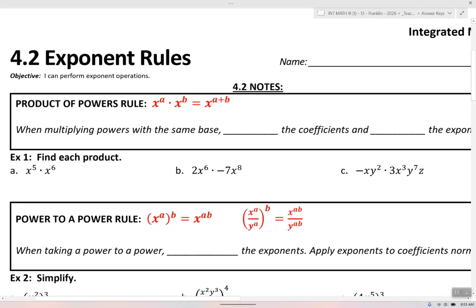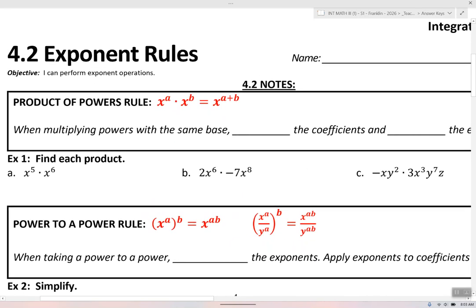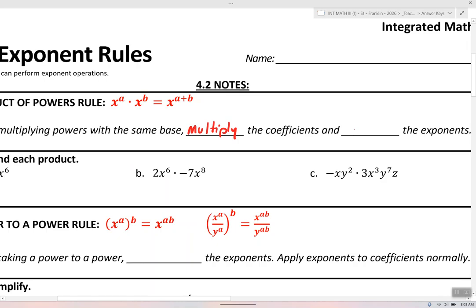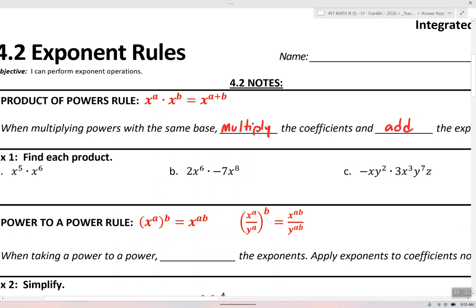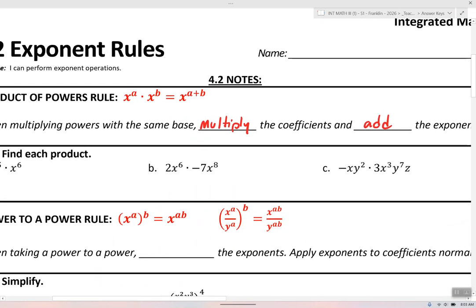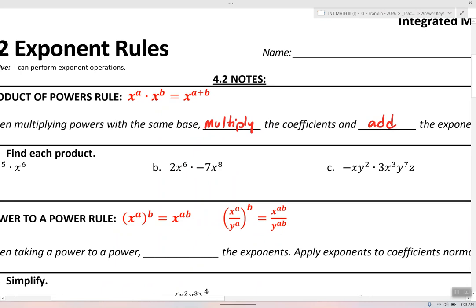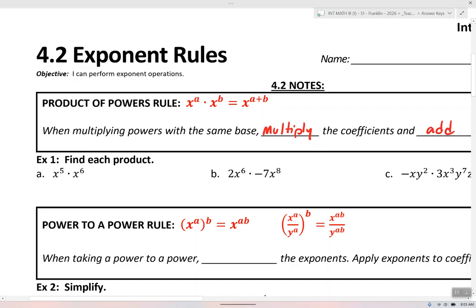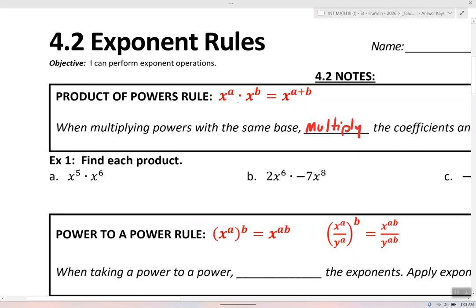So first we have the product of powers rule. Product is multiplying. If you multiply two powers with the same base, we're going to multiply the coefficients and add the exponents. The coefficients, the numbers out front, get multiplied as normal, but the exponents you can add together because, again, we're just counting up how many of that base you have. So the structure here, x to the a times x to the b, is x to the a plus b.